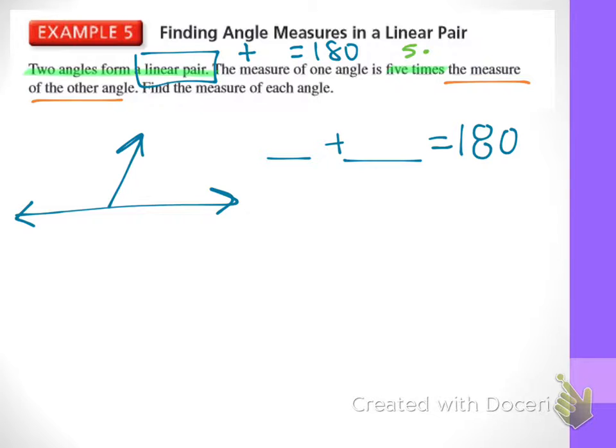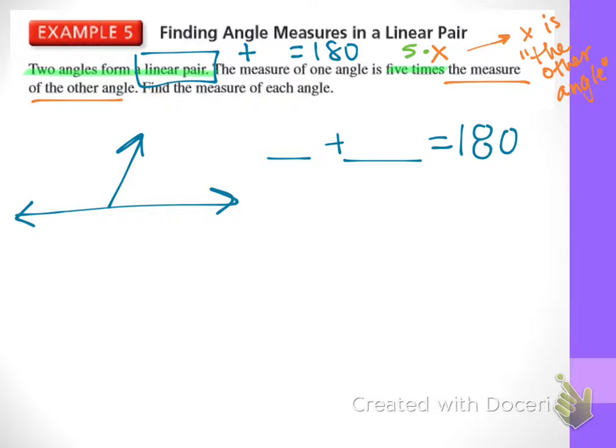Do we know the measure of the other angle? No. What do we normally call something in math that we don't know the measure of? X. So keep in mind for the future that X is representing the other angle. I wrote it off here because it's important. We need to know what X stands for. Okay, so one of our angles is 5 times the other angle. We're going to find the measure of each angle.